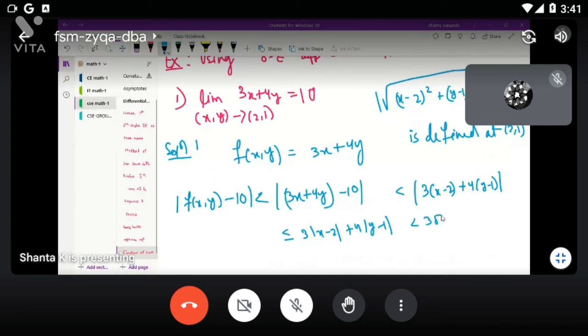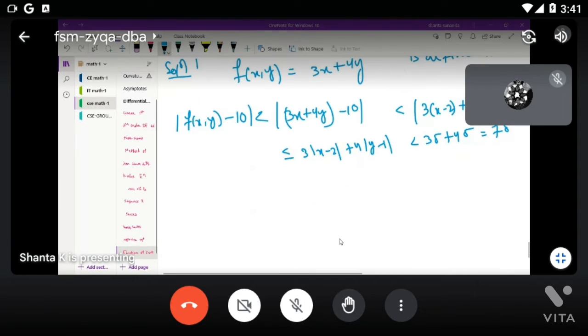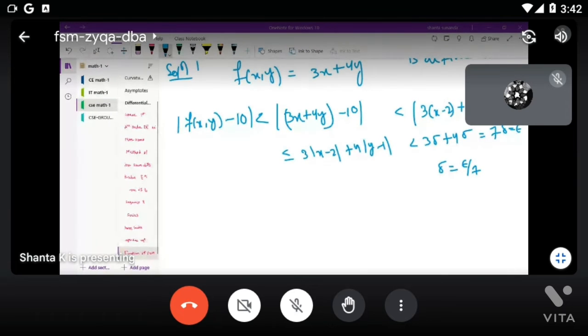And it's less than 3 delta plus 4 delta. Okay. So what we are getting is, because |x minus 2| is less than delta, we know that because this happens, here we can substitute this one. This 7 delta we can consider as epsilon. So delta we can consider as epsilon by 7. So this delta value we are getting from 7.